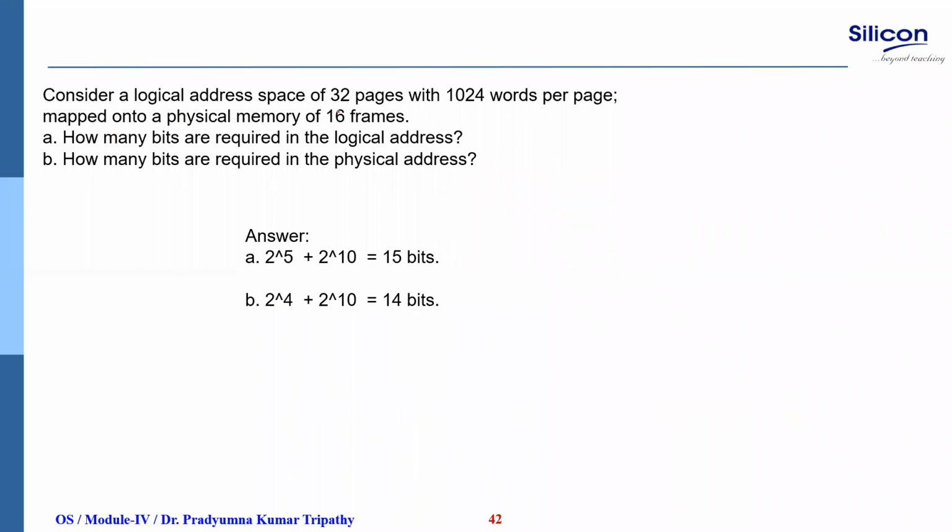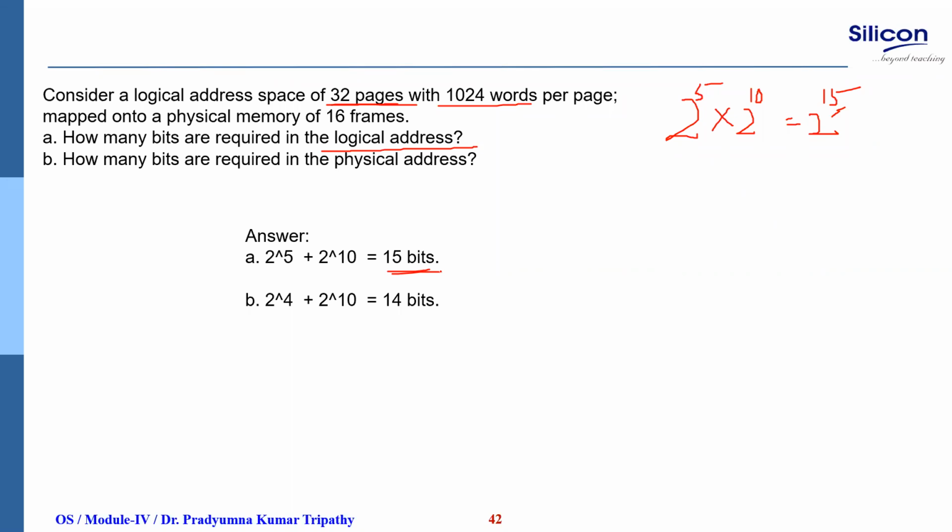A logical address space of 32 pages, 1024 words per page. So what is the size of the program? 2 to the power 5 is the number of pages. Each page is of 2 to the power 10. So the size of the program is 2 to the power 15, that we know now. So the logical address is of 15 bits. This we can compute. Now, how many bits are required for the logical address? We require 15 bits over here.